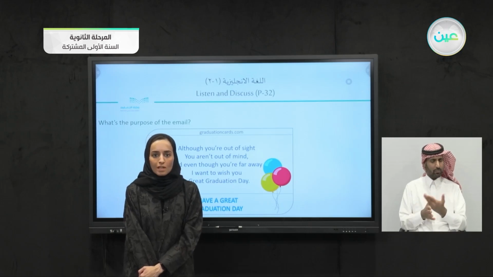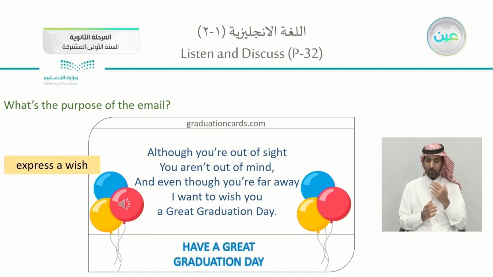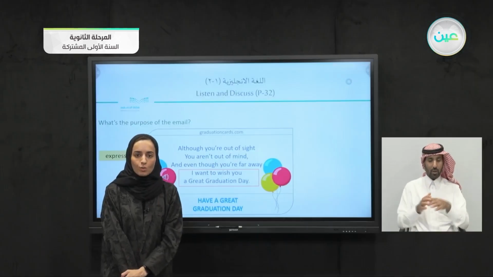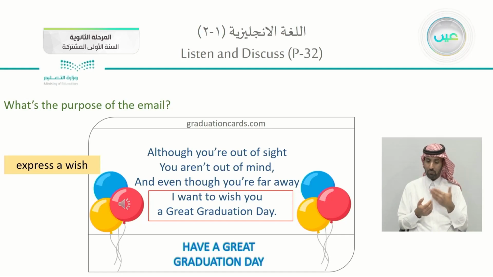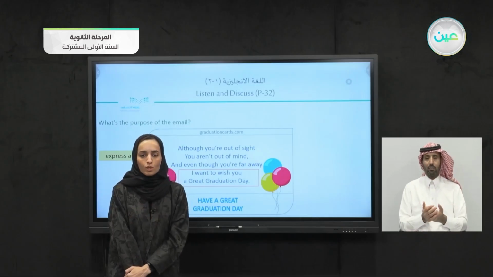And why is this email sent between these friends? The main purpose is to express a wish, wishing someone the best. When he said, I want to wish you a great graduation day, the receiver has graduated and the sender is saying congratulations. And by the end he said, have a great graduation day. Wishing the best for someone. However, this one is less formal than the previous one.